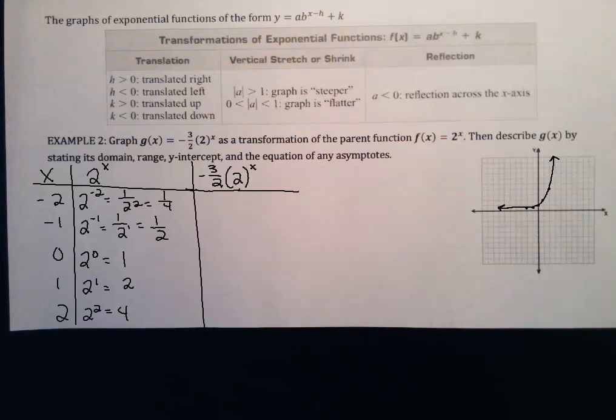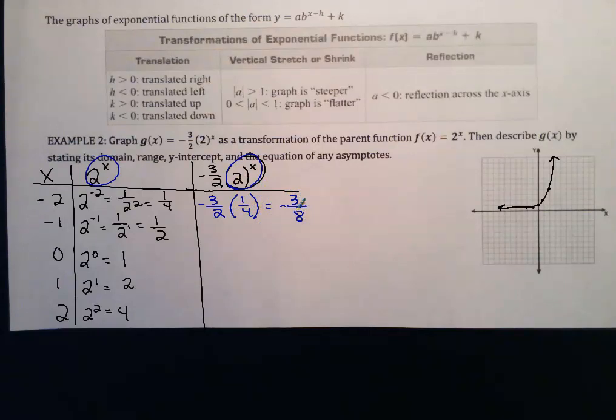Now, the cool thing, because you did the parent function first, is that this has the parent function in it. So when we do negative 3 over 2 times the 2 to the power of x, we could just say, oh, that's times 1/4 here. To be like, oh, that's negative 3/8.